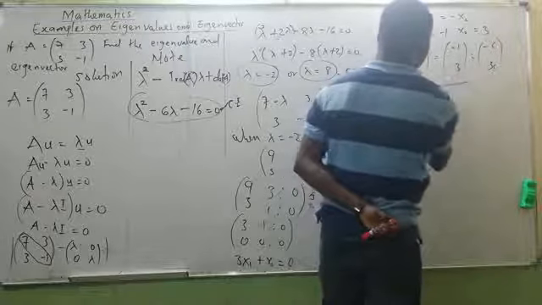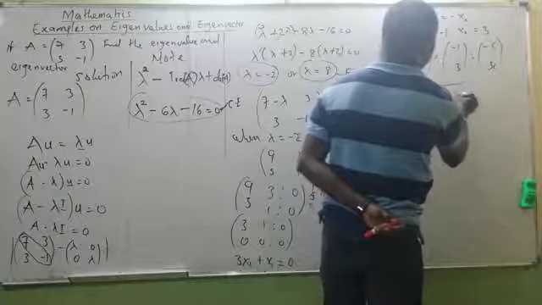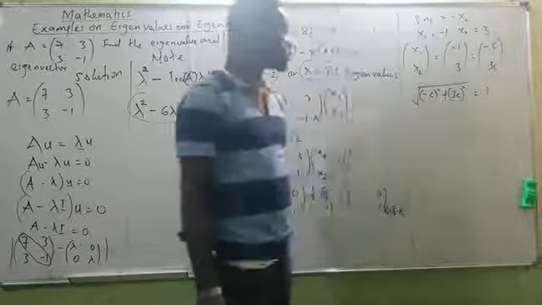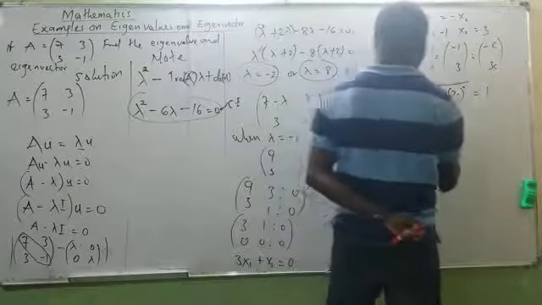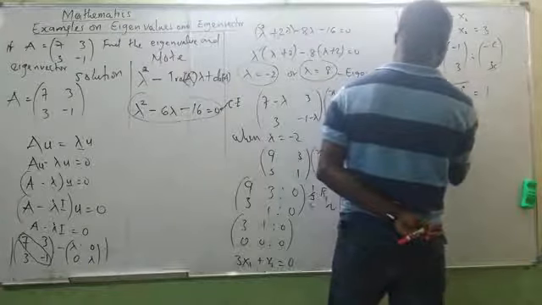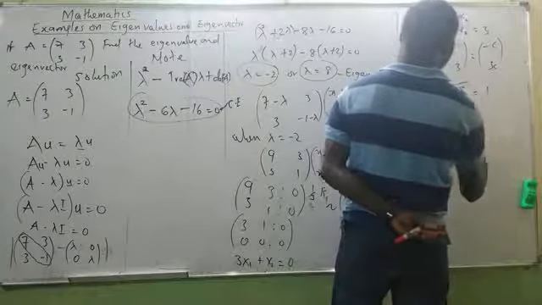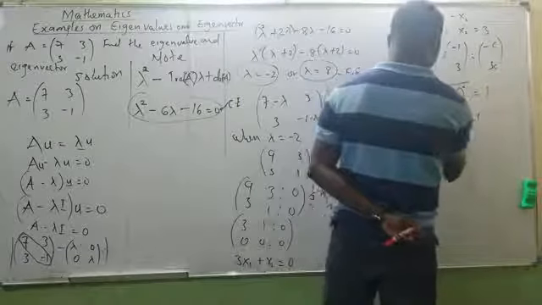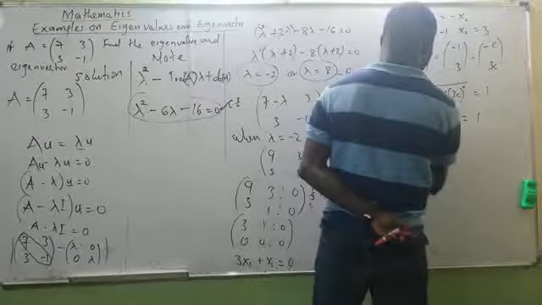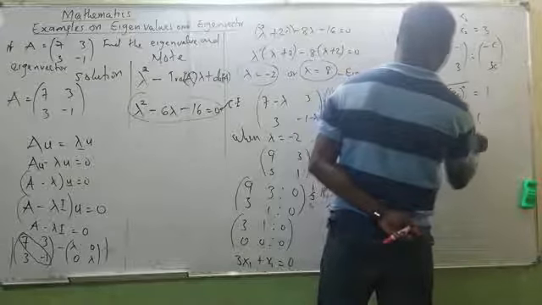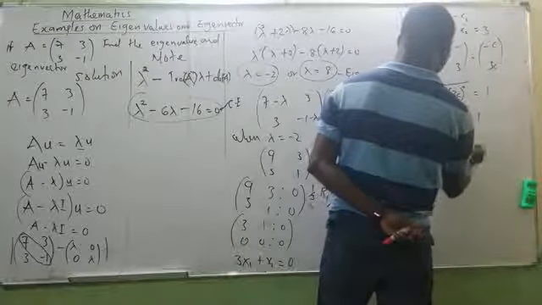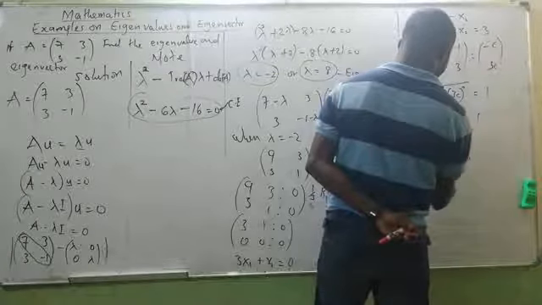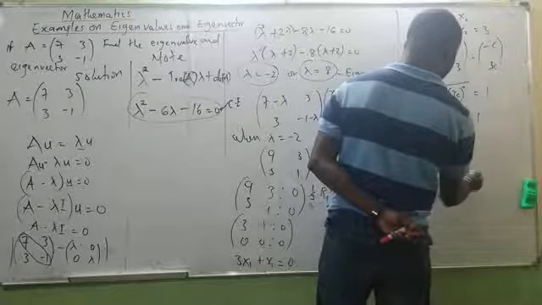I will have minus c squared plus 3c squared equals to what? 1. That is what is called normalization. Now, I'll be having c squared plus 9c squared equals to 1, which is 10c squared equals to 1. My c squared equals to 1 all over 10. My c equals 1 all over root of 10.